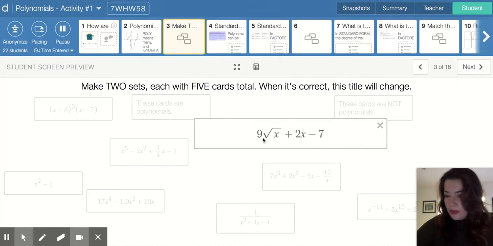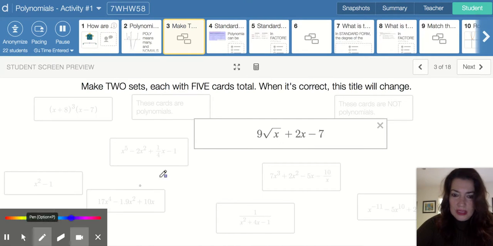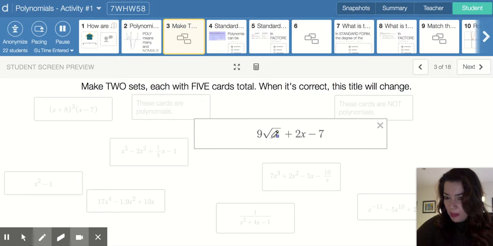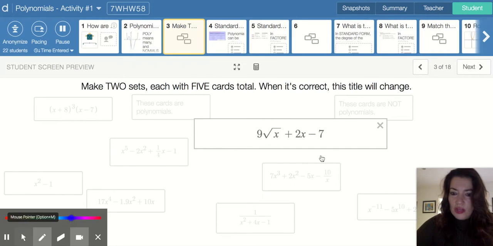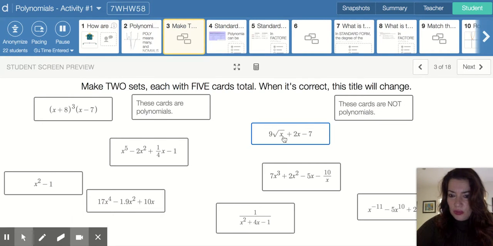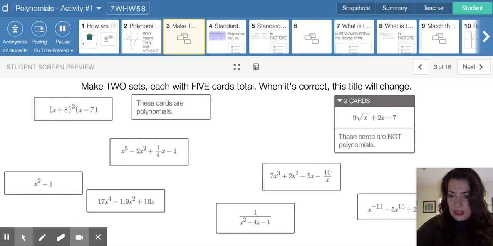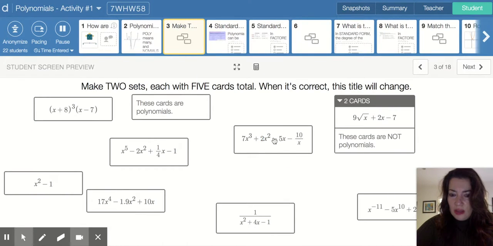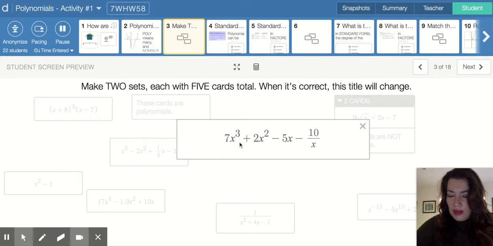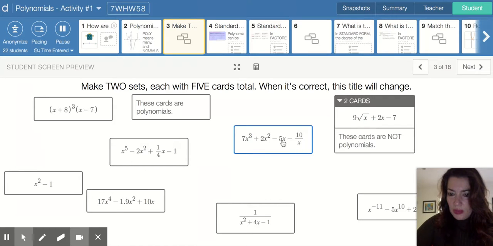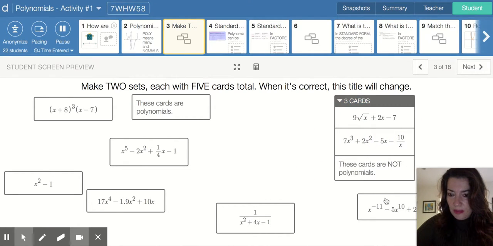I have 9 times the square root of x plus 2x minus 7. And what is a square root of x, remember, is the same as x to the 1/2. So that is not a polynomial. So I will put it here with this list. Looking at this card, everything looks fine. The 7x cubed looks correct, 2x squared minus 5x. But then we have an x, a variable in our denominator. So that is not a polynomial because that would result in a negative exponent. So I'm going to go ahead and slide the card here.